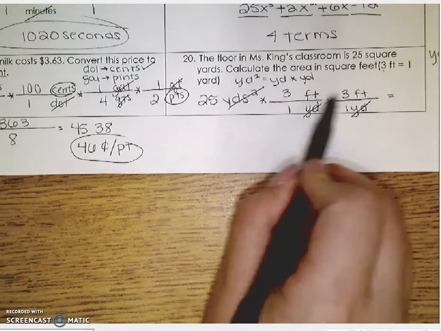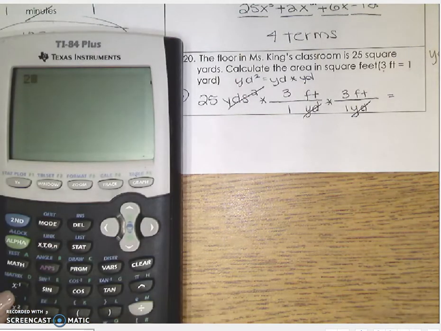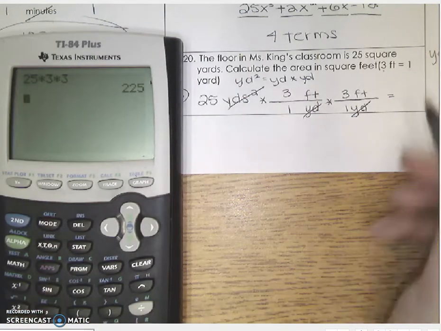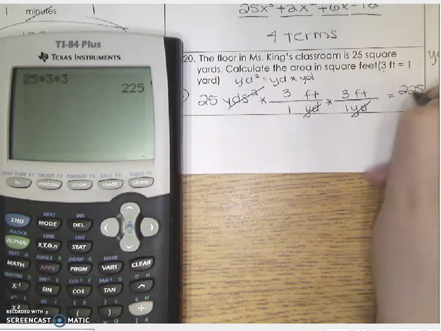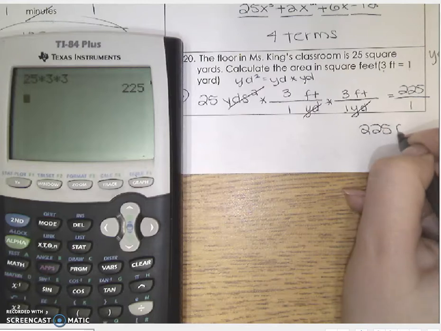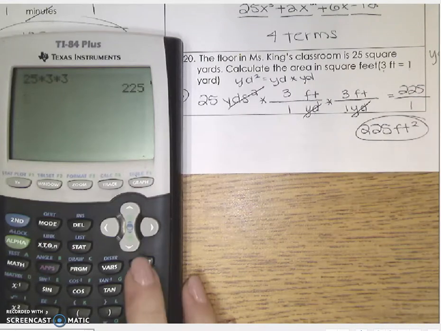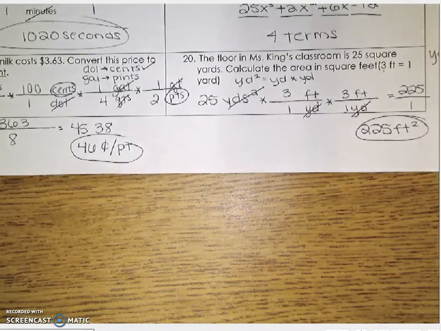So now I'm just going to multiply straight across the top, straight across the bottom. 25 times 3 is 225. 1 times 1 is 1. So the final answer would be 225 feet squared. Alright, on to the next page.